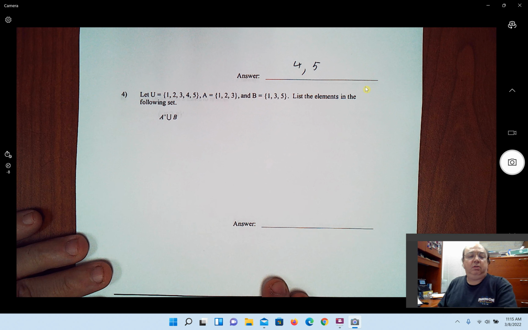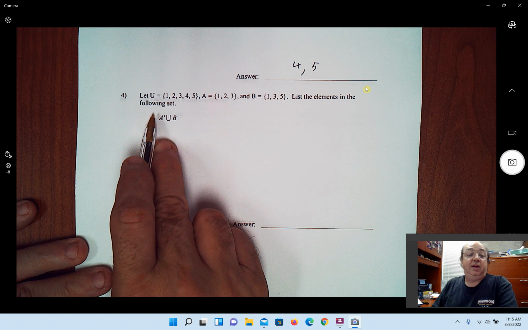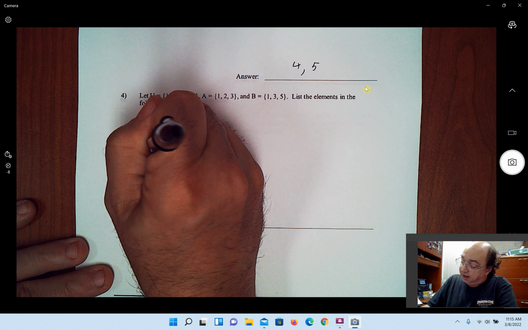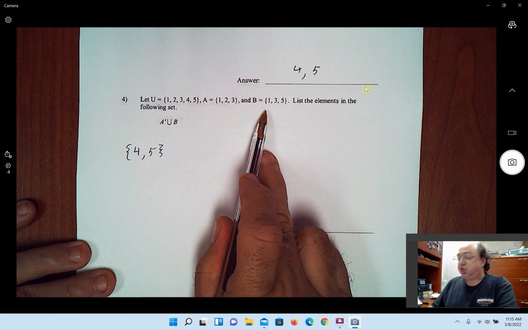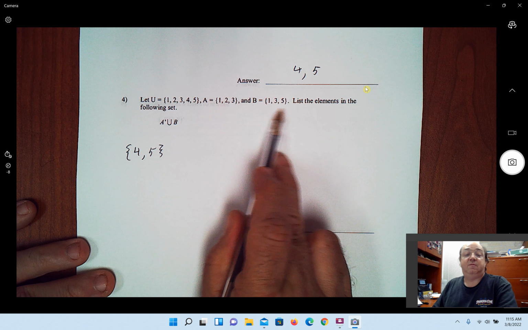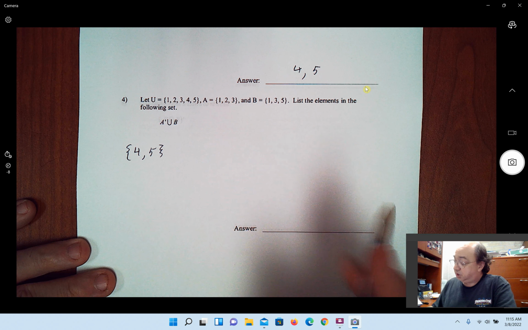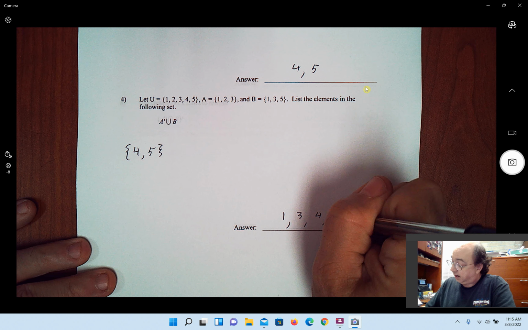For number 4, A complement union with B. So I need to find A complement first, which consists of 4 and 5, and I need B. So I want all the elements from B and all the elements from this one. So that's going to be 1, 3, 4, and 5.